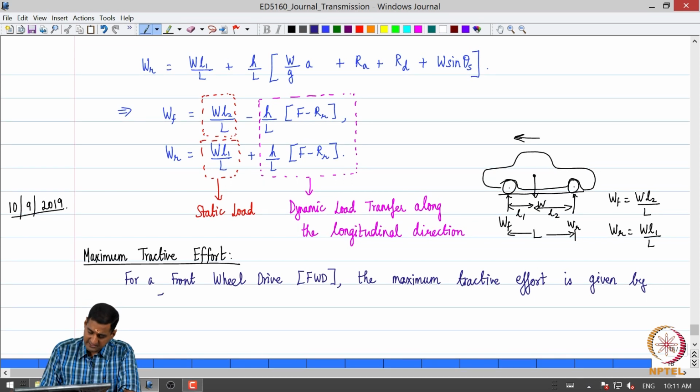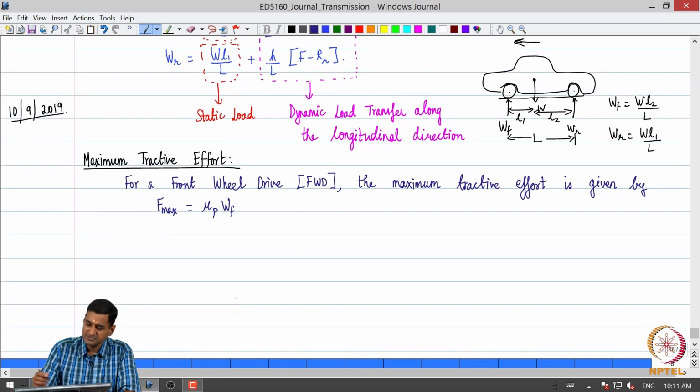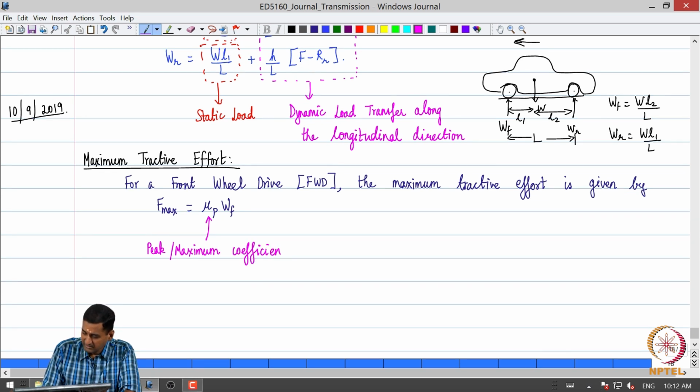so let us say we call the maximum tractive effort F max, that is going to be mu p times WF. So what is this mu p? Okay, we will discuss this in more detail when we go to braking, but right now this is the peak or maximum coefficient of friction, or traction, or adhesion at the tire road interface.